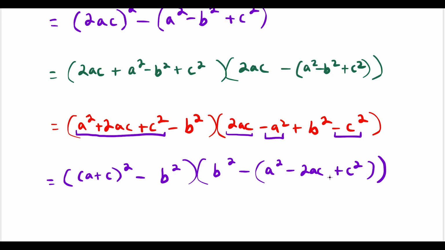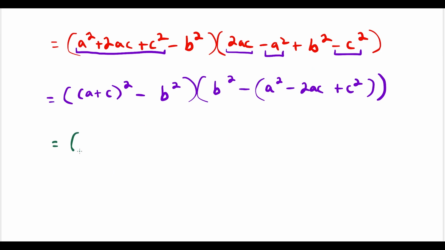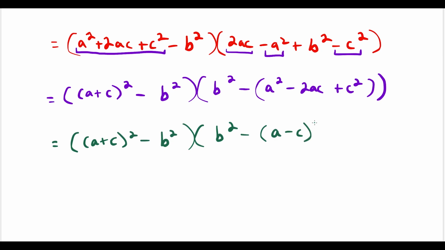I'm factoring this out because now this is going to jump out at me as (a minus c) squared, the same way the other was (a plus c) squared because we had a plus 2ac. We have a squared, c squared, and a minus 2ac, so this is going to factor to (a minus c) squared. So now we have (a plus c) squared minus b squared, and then in the second parenthesis, we're going to have b squared minus (a minus c) squared. So now we're almost at the finish line here. Let's just do a little bit more.